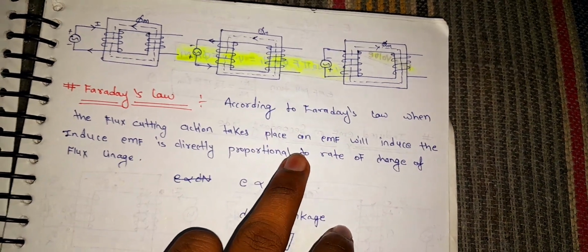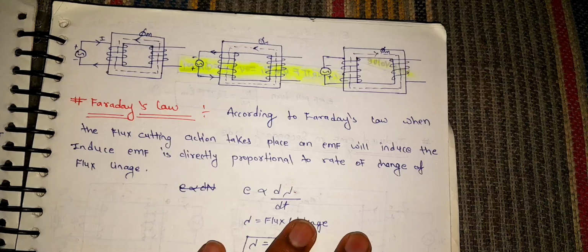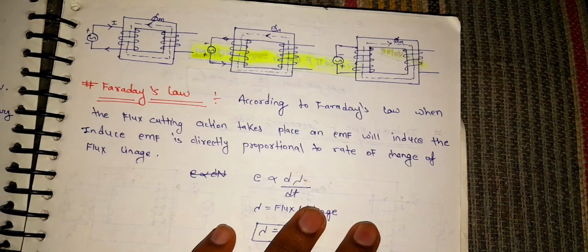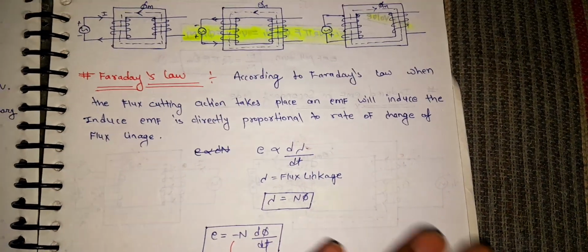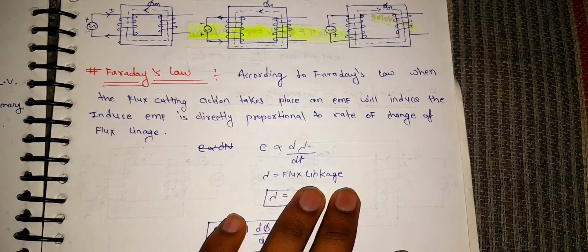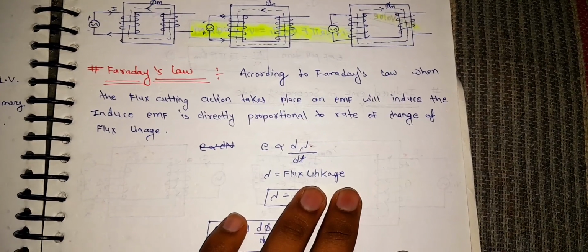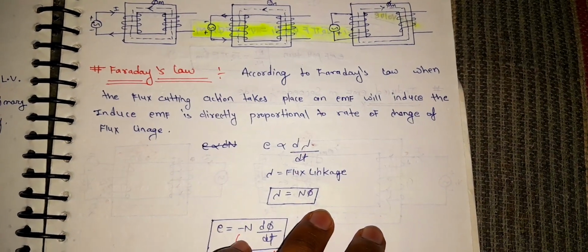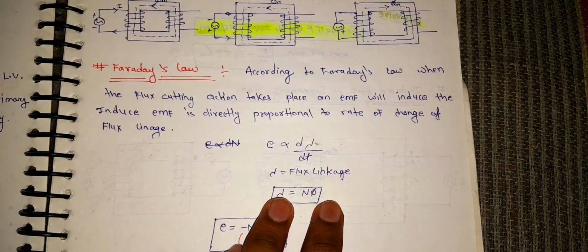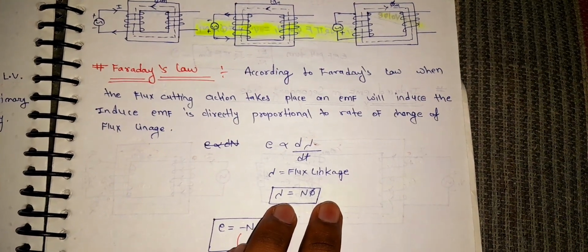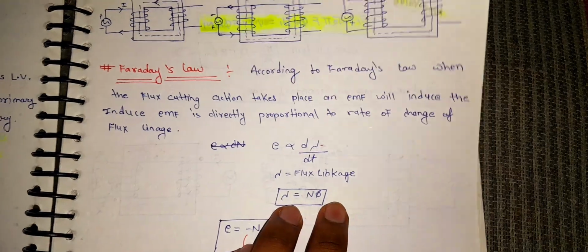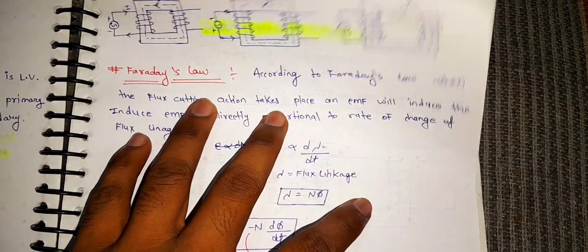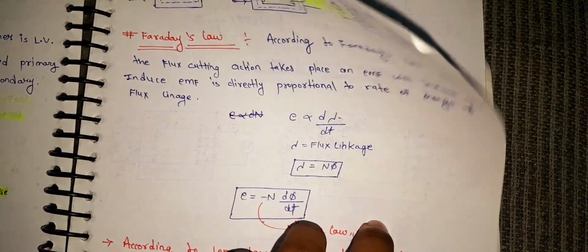According to Faraday's law, when flux cutting action takes place, an EMF will be induced. The induced EMF is directly proportional to the rate of change of flux linkage. That means E is directly proportional to d lambda by dt, where lambda is the flux linkage, and lambda is equal to N phi, where N is the number of turns and phi is the flux.